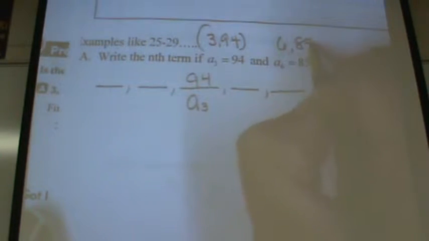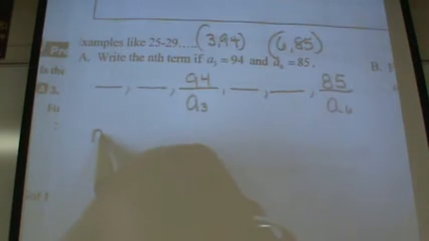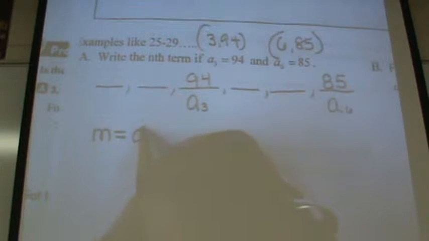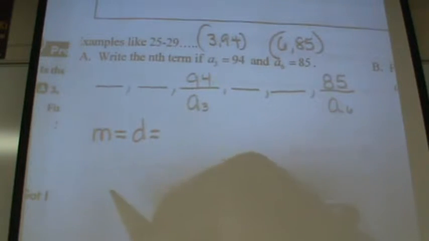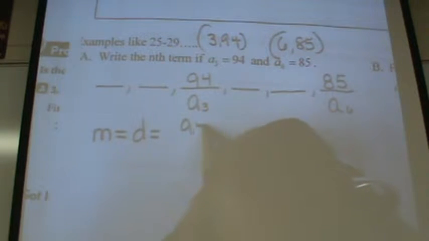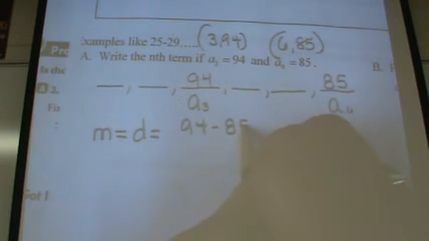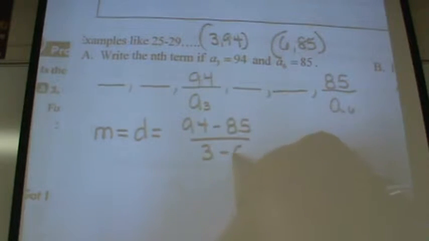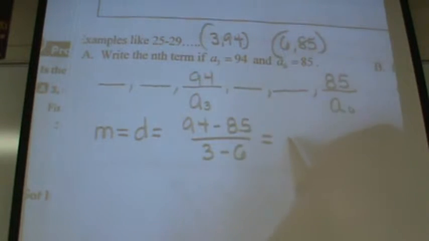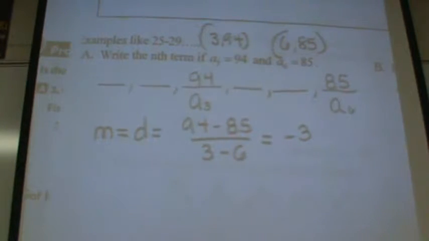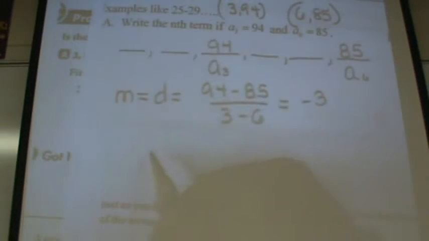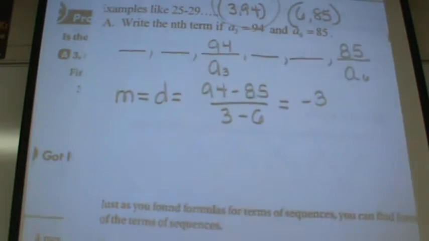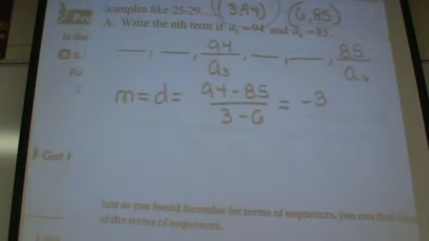So treat this like (3, 94) and treat this like (6, 85). What do I do with two ordered pairs? I find m, which is going to be d. So what is it? The difference of the y's over the difference of the x's. What do you get? You should get -3. So now, like I did on the last problem, I'm going to use one of these to find the first term.